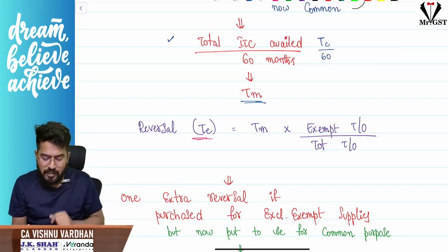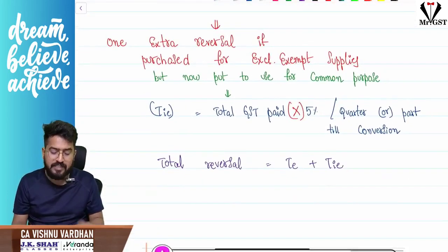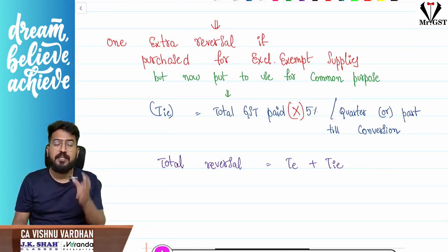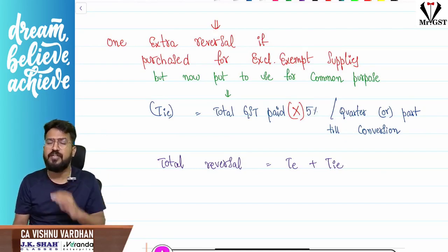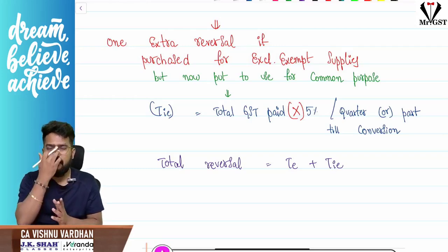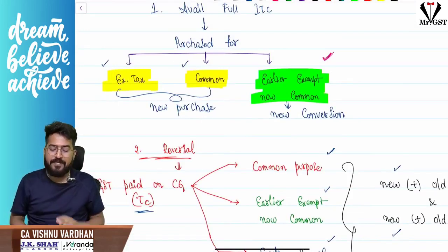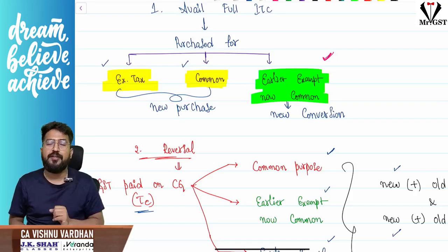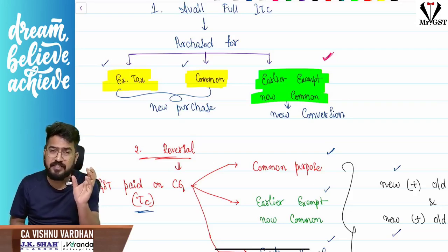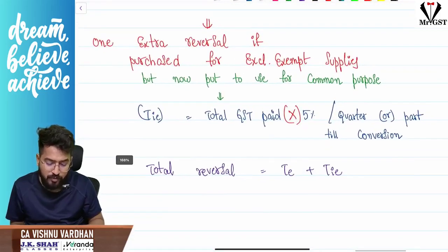Clear? Now there is one more interesting point here, one more extra reversal. What is that extra reversal? If earlier you had purchased and used it exclusively for exempt purpose, and this month the conversion is happening, then immediately you have taken full ITC, if you remember. Earlier it was exempt, but now you are using it for common purpose. This month you have taken full ITC, but sir, there is a GST portion related to the period where you used it for exempt purpose, correct? So we should reverse that also.